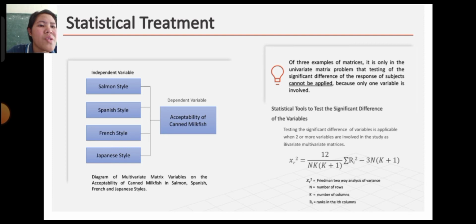Xr squared is equal to 12 over nk times the quantity k plus 1, times the summation of r squared, minus 3n times the quantity k plus 1. Your Xr squared is equal to the Friedman two-way analysis of variance. N is the number of rows, k the number of columns, and r sub i is the ranks in the ith columns.